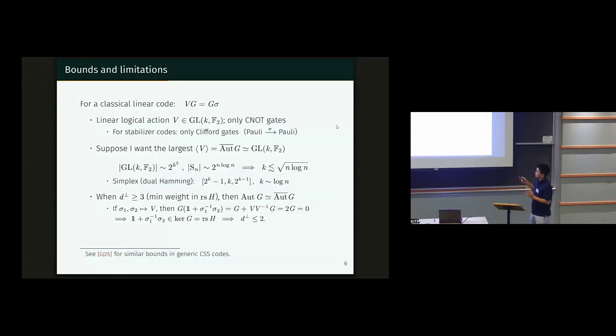You can do a very simple proof, which essentially shows that if two permutations give the same logical action, then this operator gets annihilated by the generator matrix, which means it is in the row space of H. But a sum of two permutation matrices has row weight at most 2. So that means the distance must be at most 2. Also, I'll point out there's this nice work that has two very similar bounds for generic CSS codes. What I've just said is all at the classical level so far.